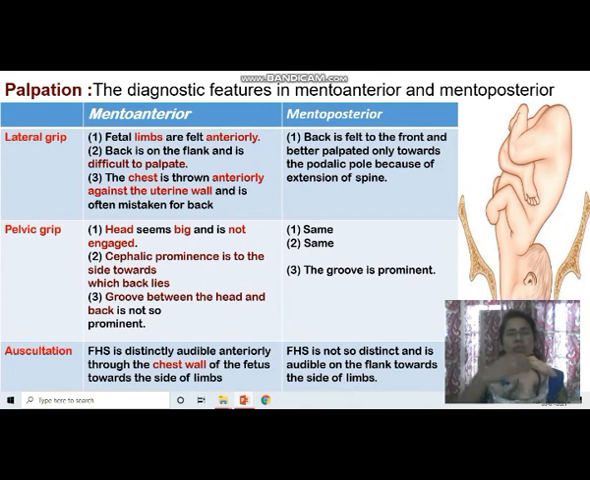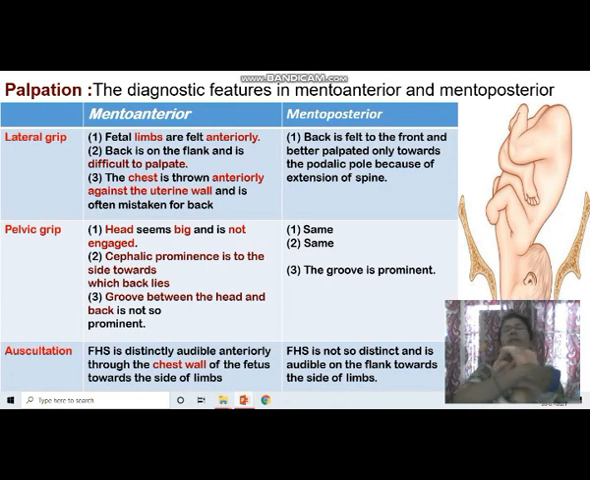The chest is shown anteriorly against the uterine wall. You can see the chest is against the uterine wall and is sometimes mistaken, as we feel it is soft. That's why we feel like it is the back. That is in mento anterior, the lateral limb. And this is mento posterior.